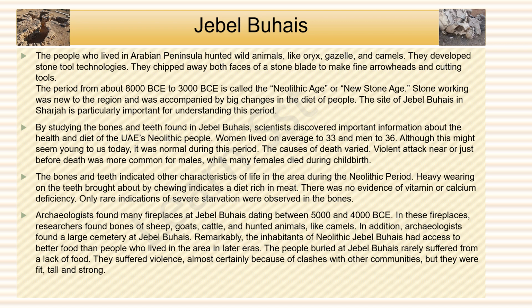By studying the bones and the teeth found in Jebel Buhais, scientists discovered important information about the health and the diet of the people, that is UAE's Neolithic people, what their diet comprised of and how their health was. First of all, the women lived for an average of 33 years, and the men 36 years. Although this might seem very young to us today, it was normal during this period. So in the New Stone Age, this was barely the lifespan of the people. For women 33 and for men 36.